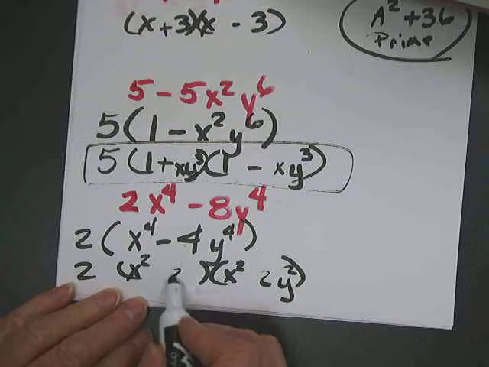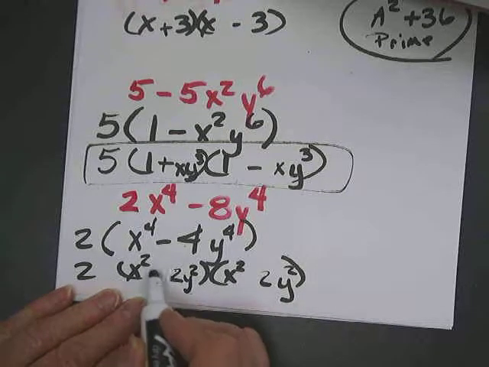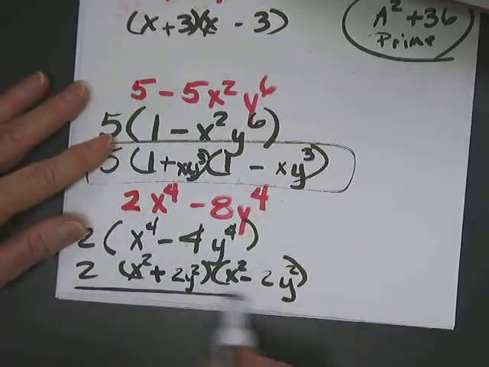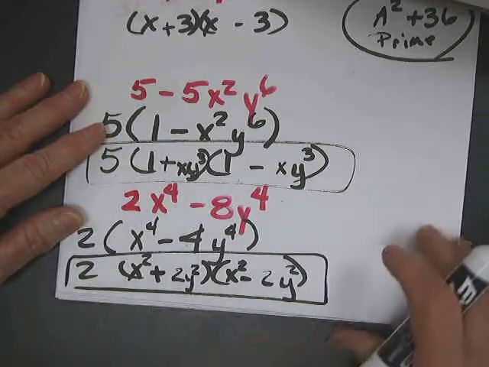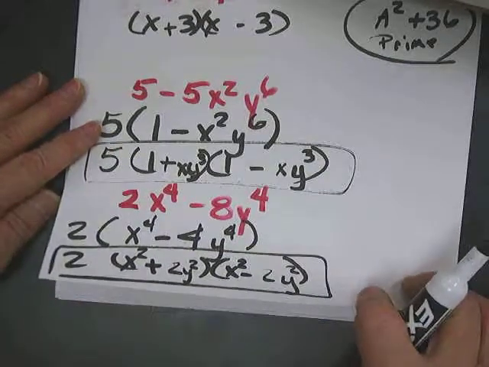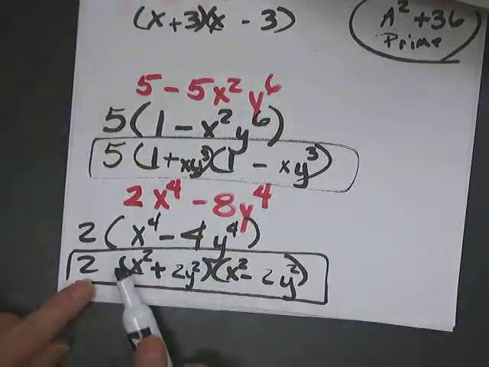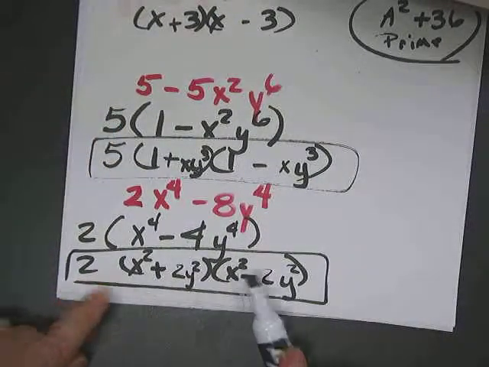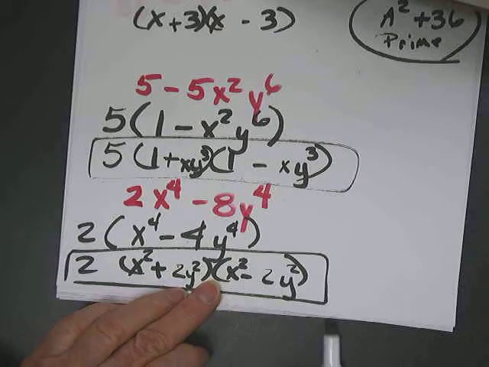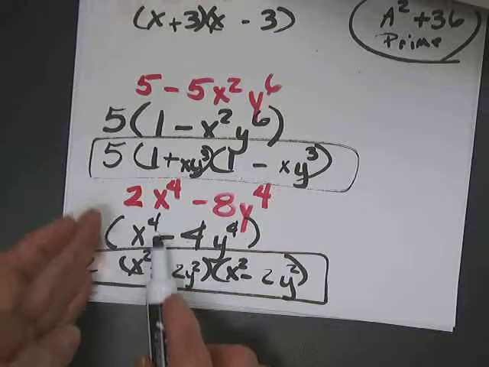X to the 4th is what? Squared. Squared, squared. This is what? 2 and 2. 2y squared. Yeah. And 2y squared, plus and minus. Plus and minus. Everybody seeing this?